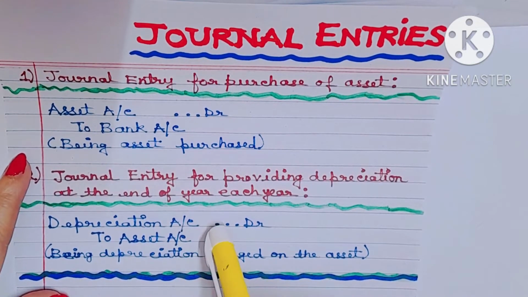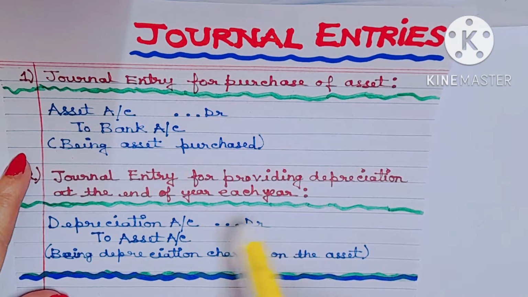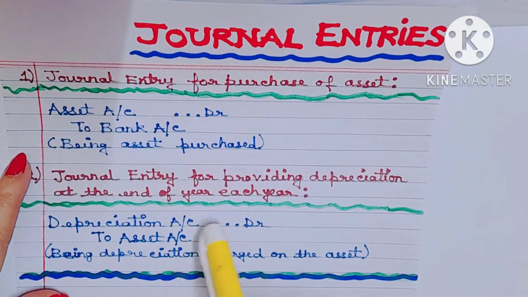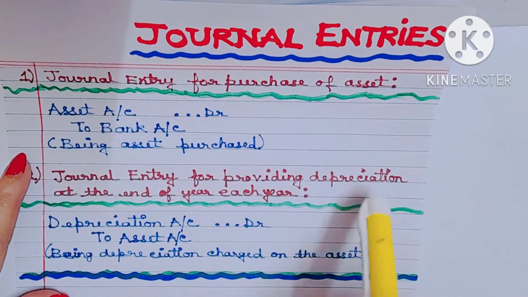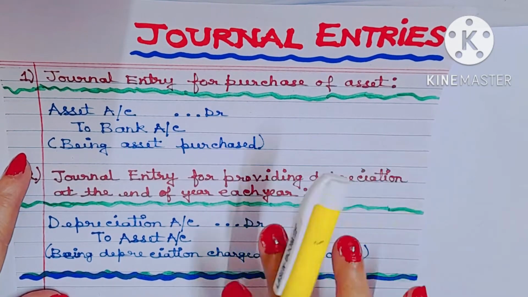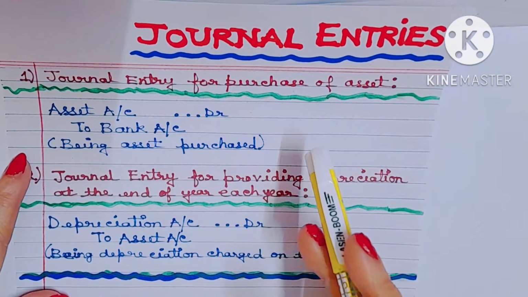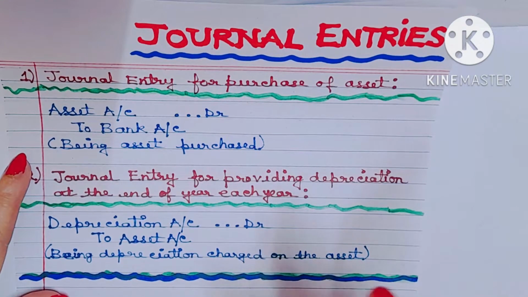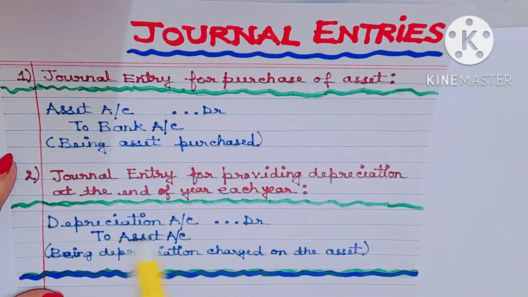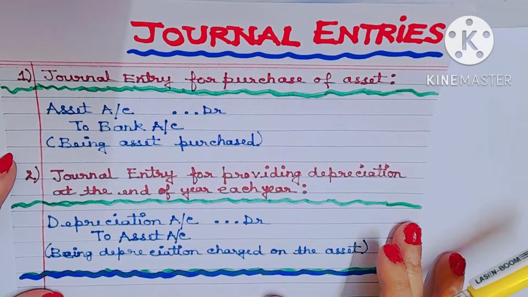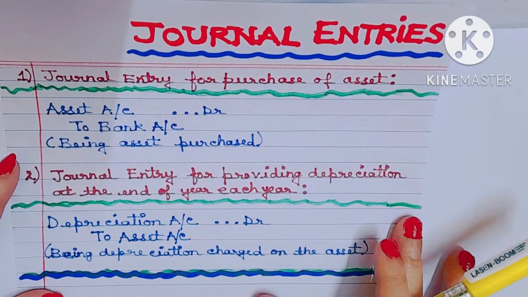Since depreciation is a loss or an expense for the business, that is the reason depreciation account will be debited and asset account will be credited, because though asset does not go out from the business, but the value of the asset decreases. So this is the reason the second journal entry is depreciation account debit to asset account when you charge depreciation. Now let's see the third journal entry.